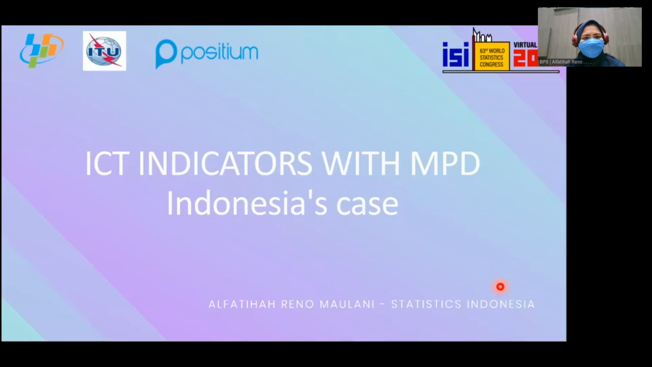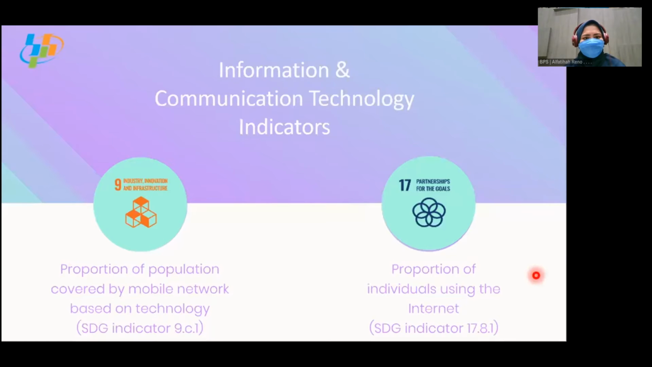Today, we will tell you how Indonesia uses mobile data in measuring 2 ICT indicators. The Indonesian government has worked with one of the cellular operators, which controls 70% share of the market. Initially, we used this data to see human mobility. However, it progressed that we can use the same data to fulfill other statistical needs. Among them, 2 ICT indicators: proportion of population covered by mobile network based on technology, and proportion of individuals using the internet. These 2 indicators are also SDGs targets.